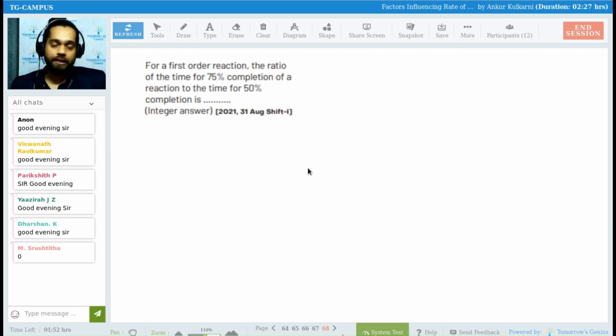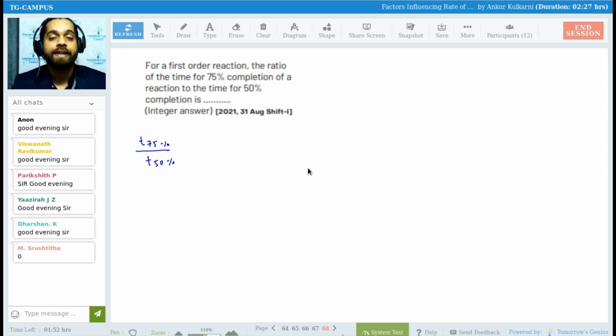Chalo, let us do this, everyone. For a first order reaction, what is asked? They have asked for the ratio of the time when 75% of the reaction is done and the time when 50% is done. The ratio of T 75% to T 50%. So should we do this? Shall we, everyone?